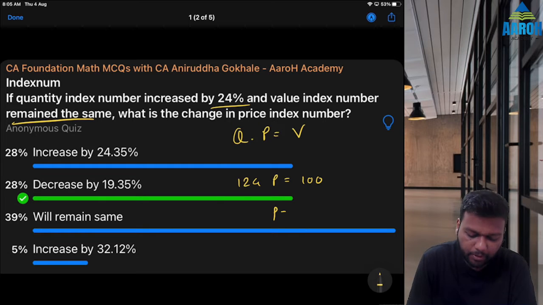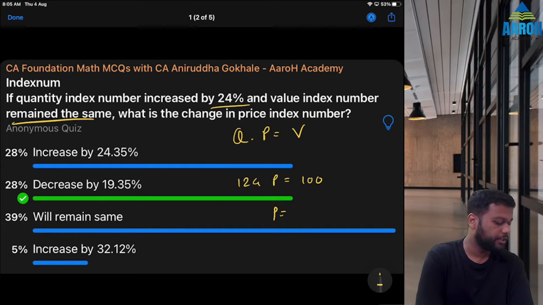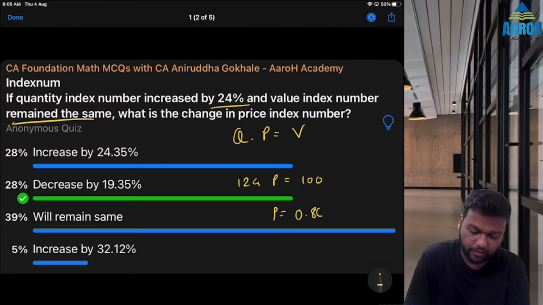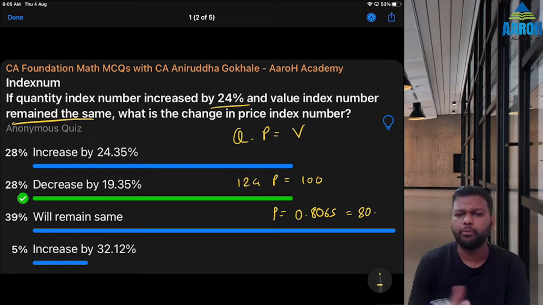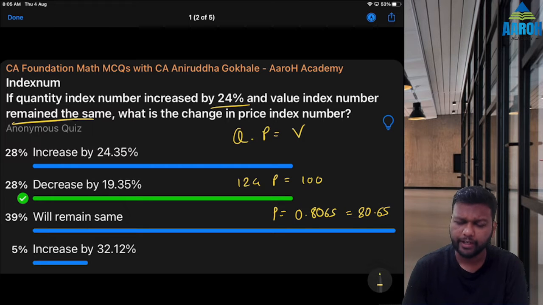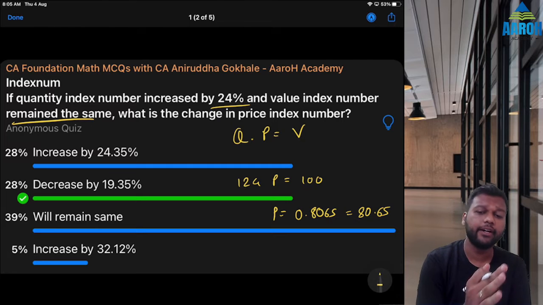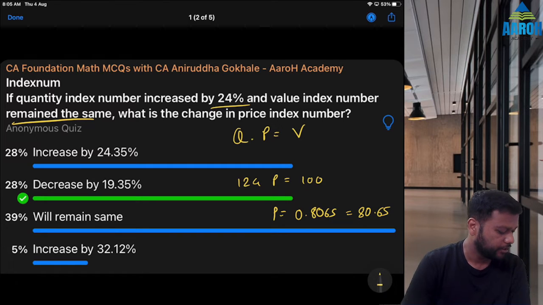So price index number will be what? 100 by 124. Check how much it is. 0.80645. So 0.8065. In terms of percentage, it will be 80.65%, right? So earlier if it was 100, now it is 80.65, so that is 100 minus 80.65, how much is it? 19.35% decrease.